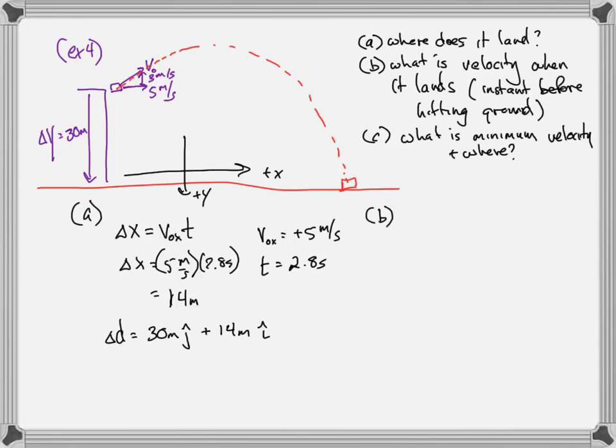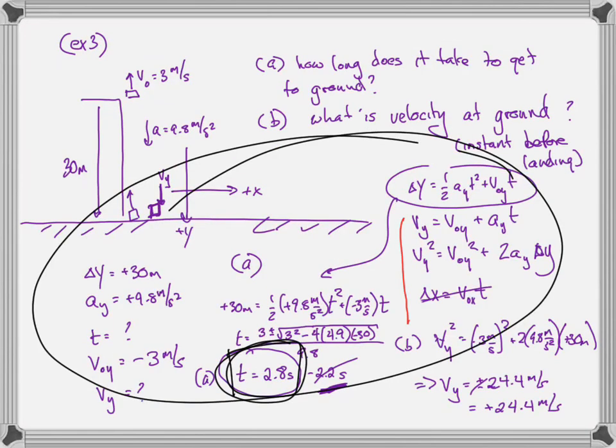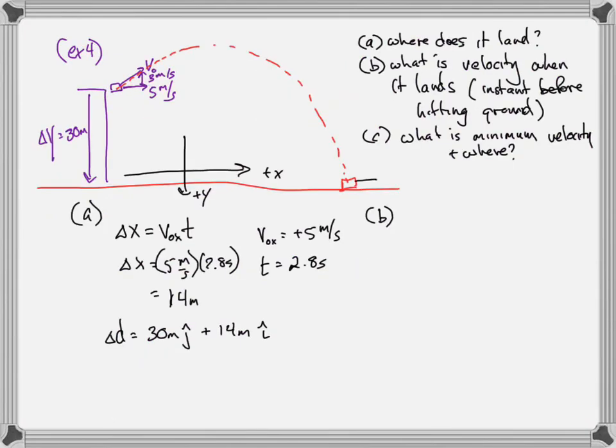Part B, what is its velocity when it lands? Again, we already solved the y direction. In the y direction, we said the velocity was 24.4 meters per second when it lands. So in the y direction, v sub y is 24.4 meters per second.